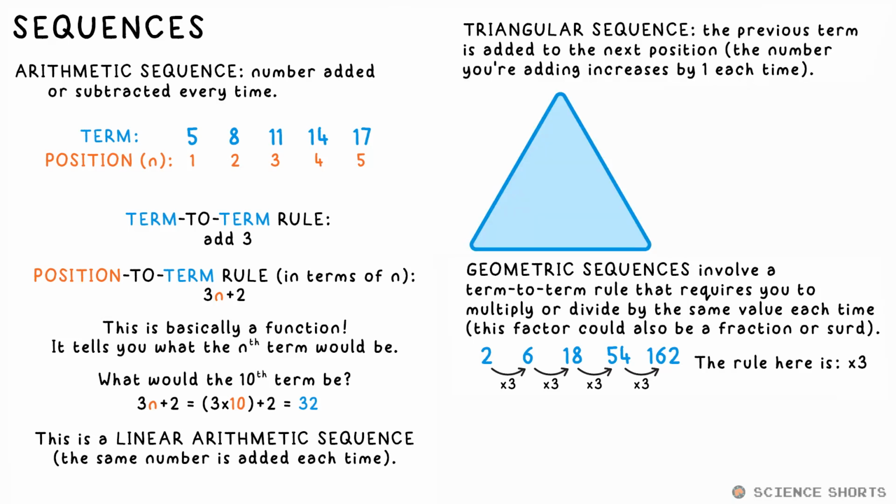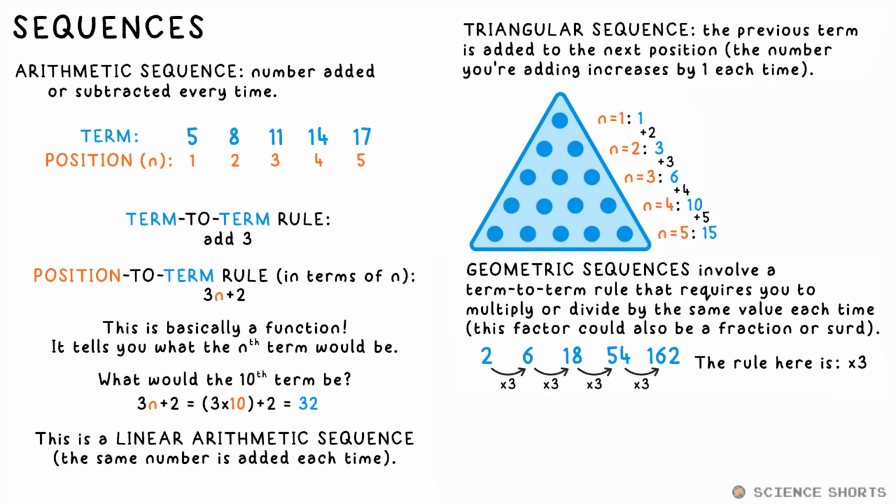A triangular sequence is one where we add on the next position to the previous term, and it can be represented by a triangle of dots. First term is 1, second term is 3. The third term, we take our 3 from the previous one and add 3, so that gives us 6. Fourth term, we add 4, that gives us 10. Next term, we add 5, which gives us 15, etc. The nth term is given by n(n + 1)/2. Square and cube number sequences are just n squared and n cubed respectively.